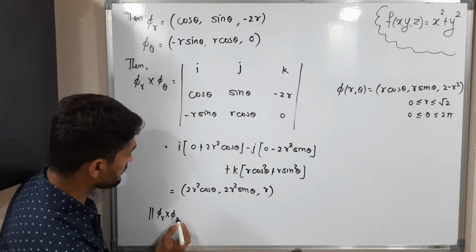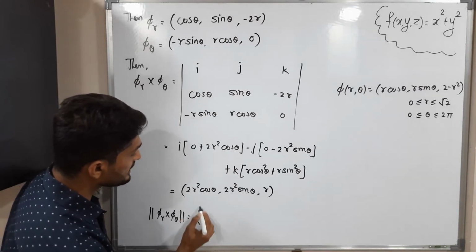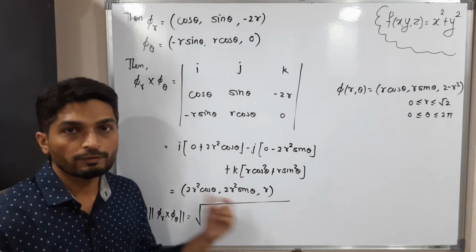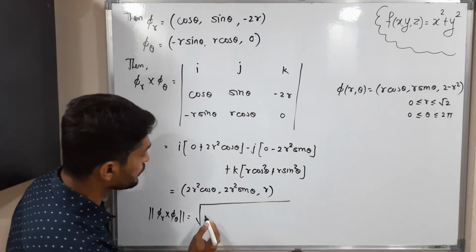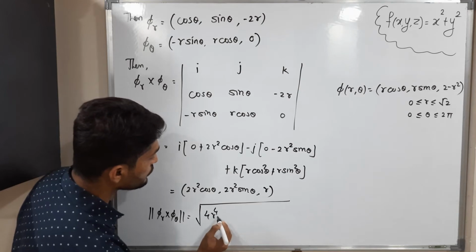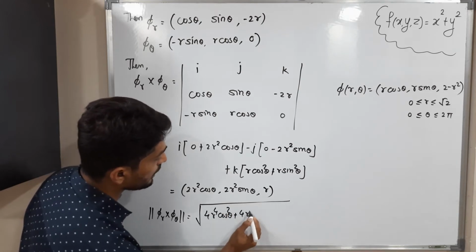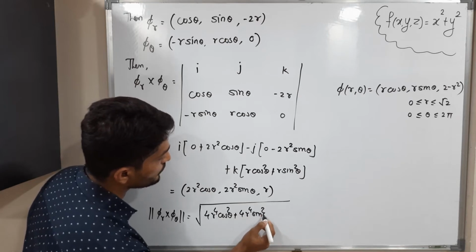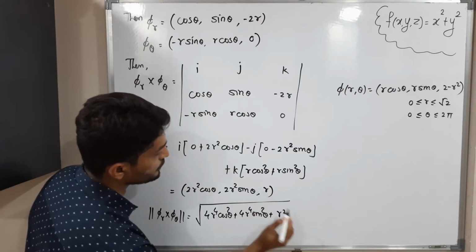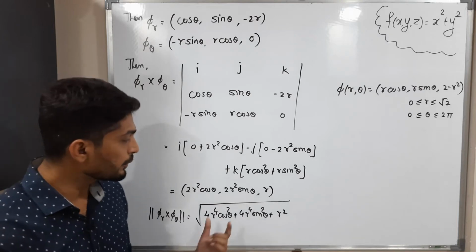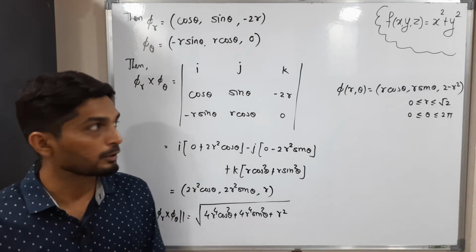Phi r cross phi theta. Norm means simply square root of. We add the square of each component. So the square of the first component is 4r raised to 4 cos square theta, plus its square 4r raised to 4 sin square theta, plus its square is r square. So now what will I do from the first two terms? I am going to take 4r raised to 4 common, okay.